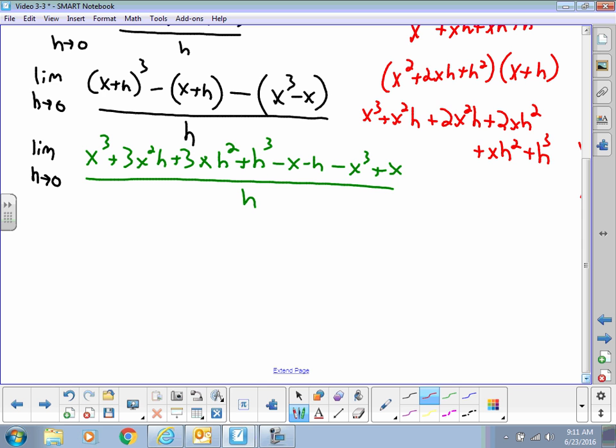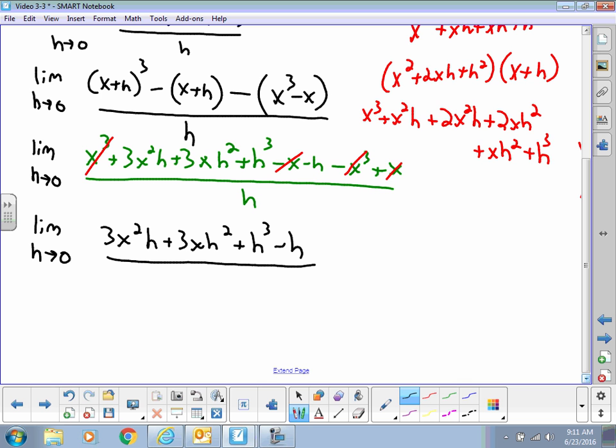Well, our things without h's should add to 0. We've got a positive x cubed and a negative x cubed. We've got a negative x, we've got a positive x. So if we rewrite our limit, again, it's important to carry that limit down each time until you do direct substitution. We will have 3x squared h plus 3xh squared plus h cubed minus h all over h. And we can now divide an h out of everything.